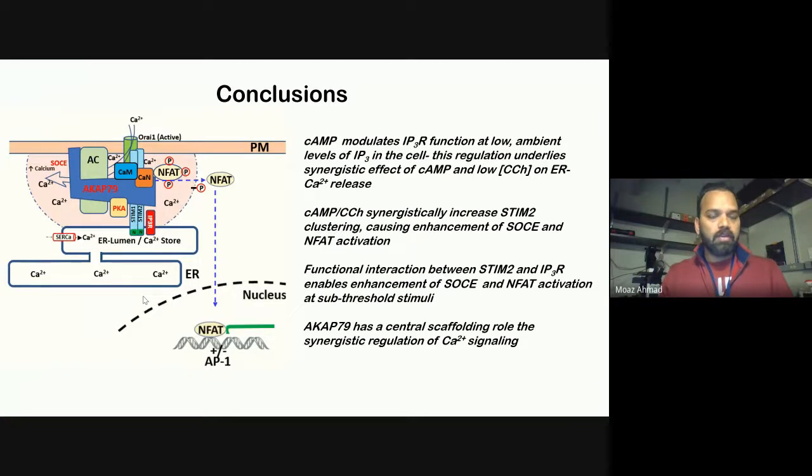So based on our work and work by other groups, we try to explain the synergistic involvement of these two pathways. Basically, as I mentioned, ACAP79 is a bidirectional scaffold, which in one way scaffolds PKA and regulates IP3 receptor potentiation, and in the other way can scaffold SOC components and a downstream component which regulates NFAT.